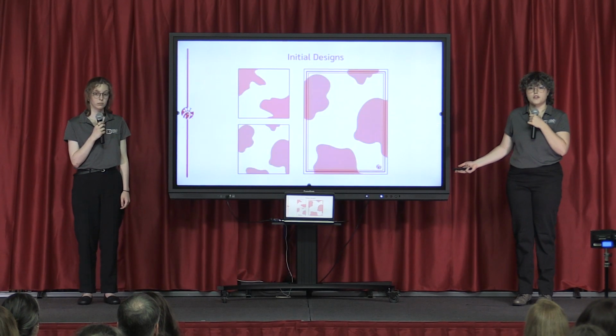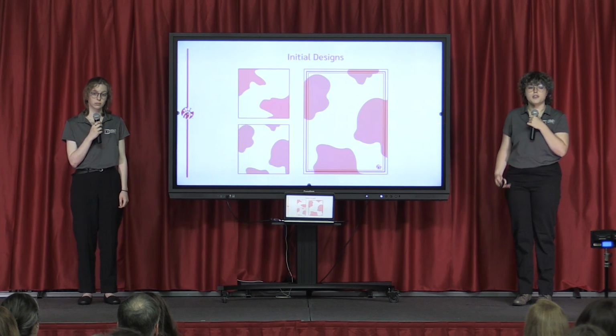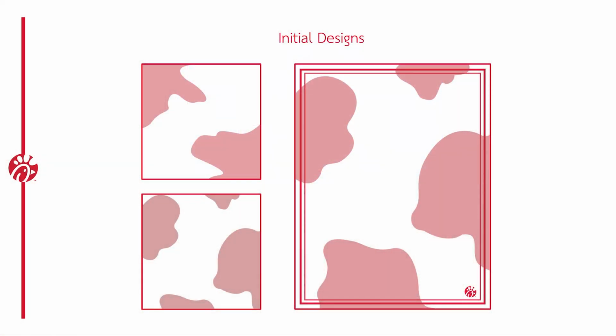We initially decided to move forward with my sketch, with a few minor changes utilizing InDesign and Illustrator. Ray and I both started on our own versions of the cow print, though we decided to use mine. I added the border and the Chick-fil-A logo to the corner, and the first draft was complete.